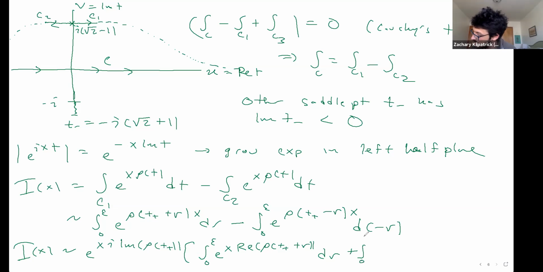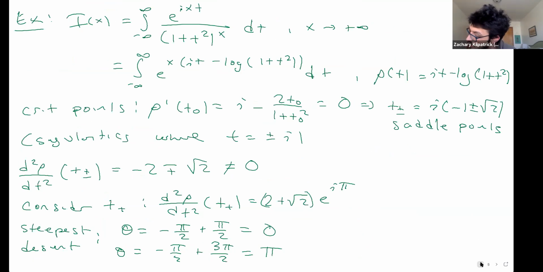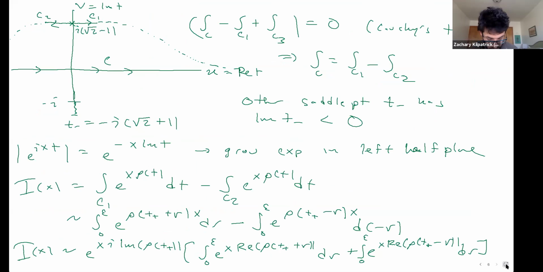The other integral is the integral from 0 to epsilon e to the x real part of rho t plus minus r dr, okay? So we're almost there, okay? We just need to use the typical Gaussian integral approximation, okay? And we can do that if we evaluate the real part of rho at those points. Where's our rho here? Here's our rho, okay? If we plug that in for that particular value, we'll go through the intermediate steps.